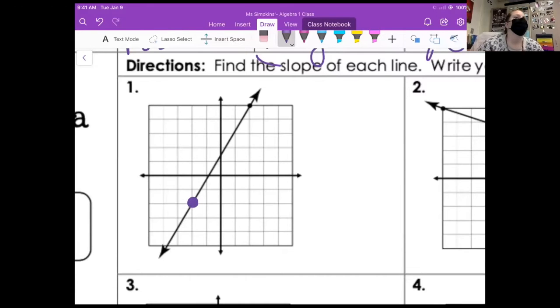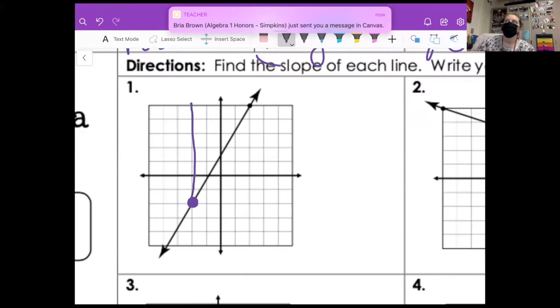We're going to travel to the other point. The first move we can make is either up or down. So to get to the other point, do we need to go up or down? Up. So we're going to draw a line, if you can. You're not going to do this every time, just for the first few.